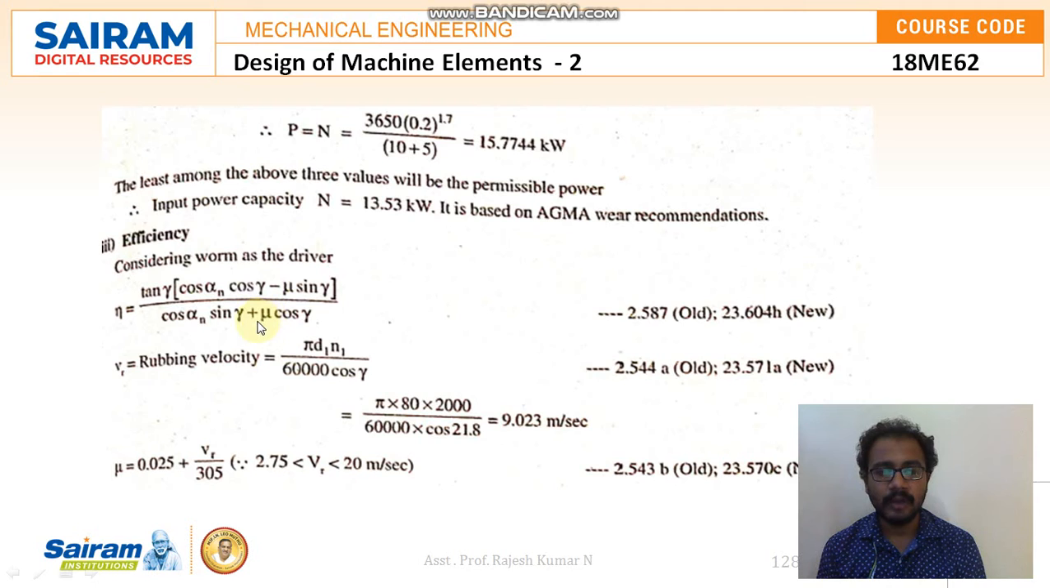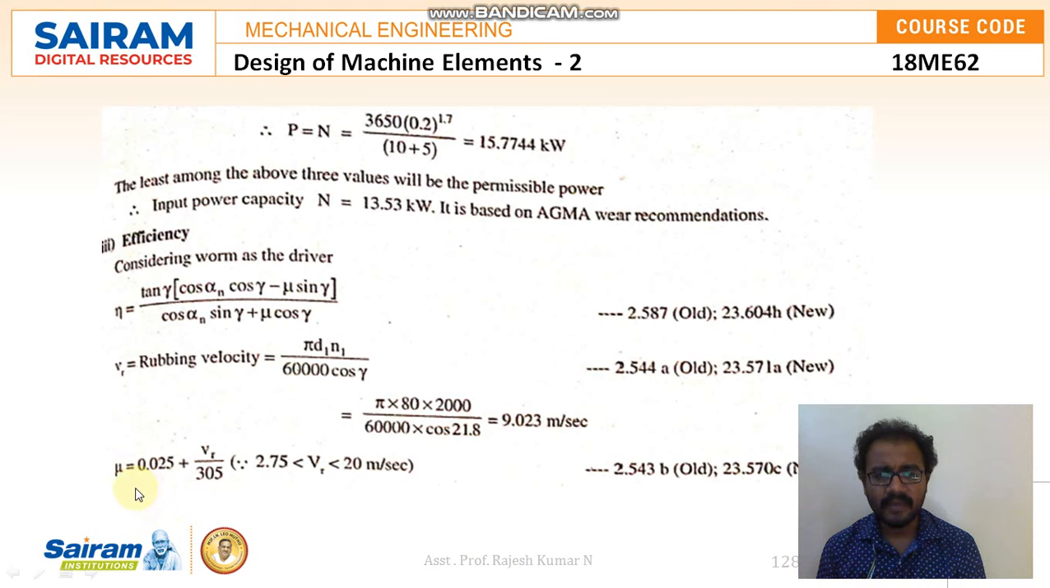So the only unknown will be the rubbing velocity, which we take from the data handbook equation number 23.571a. The rubbing velocity formula is pi d1 n1 divided by 60,000 into cos of lead angle. After substituting the known values, that is d1, n1 and the lead angle value, I am getting the rubbing velocity as 9.023 meter per second.